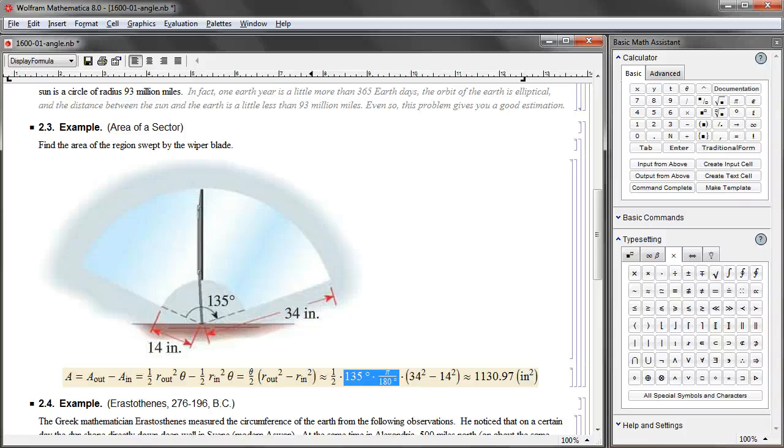How do we do that? Conversion factor pi over 180 degrees will do. Degree cancel out, and we gain pi. If you do this computation with a handheld calculator or anything, then you're going to get approximate area, 1130.97 square inches.